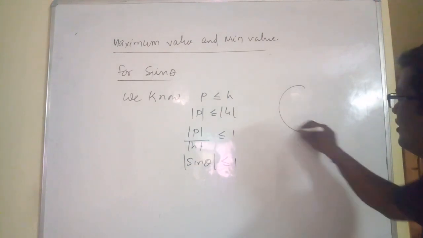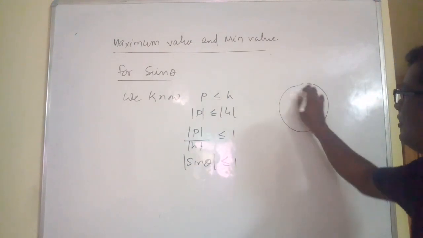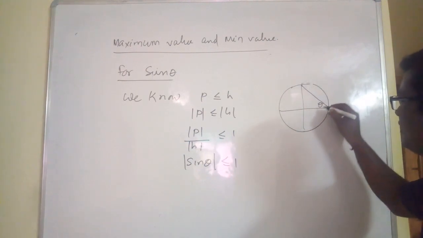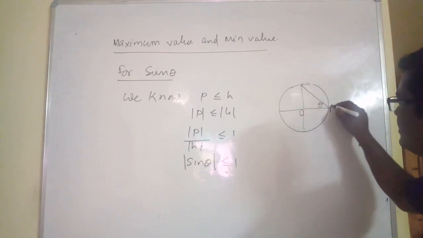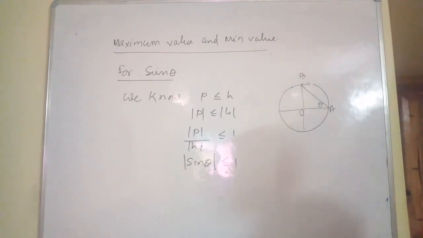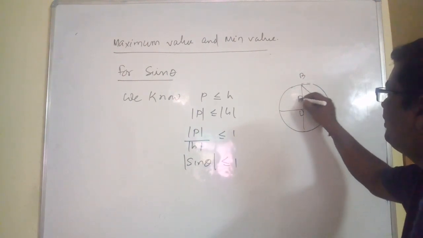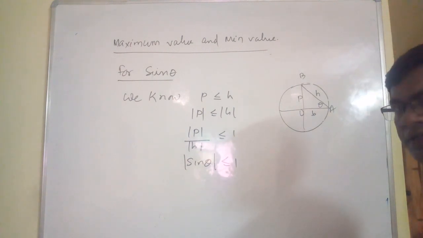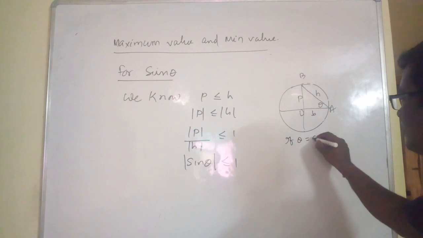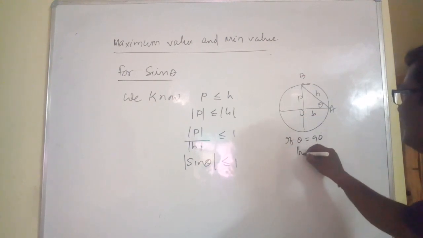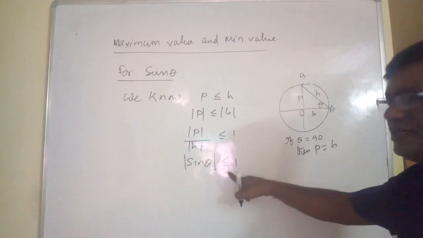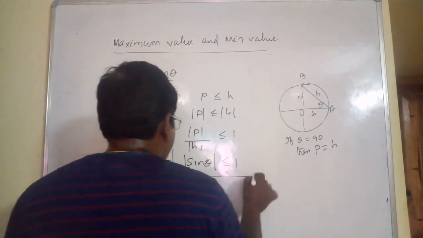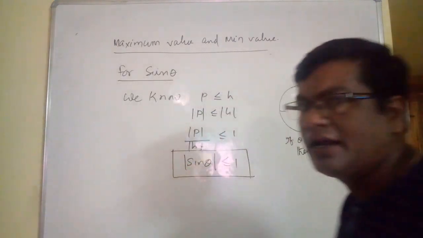Suppose this is a circle, right? And suppose this is theta, and this is O, and this is A, and this is B. Clear? And this is P, this is B, and this is H. If theta is equal to 90 degrees, then P is equal to H. So P is less than or equal to H. Clear? This is sin theta. Mod of sin theta is less than or equal to 1.